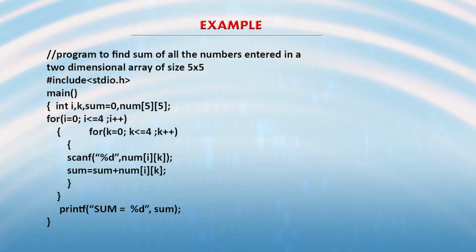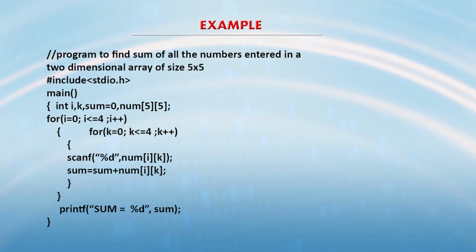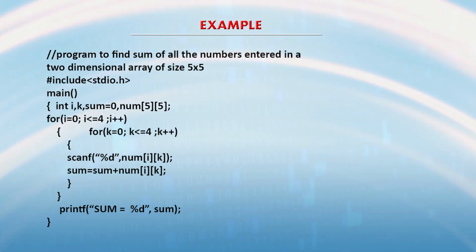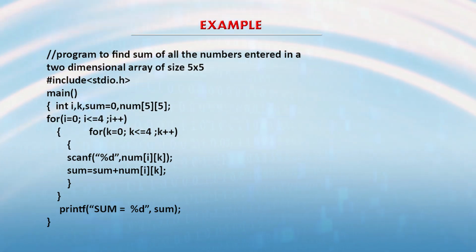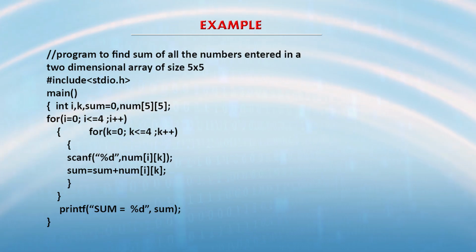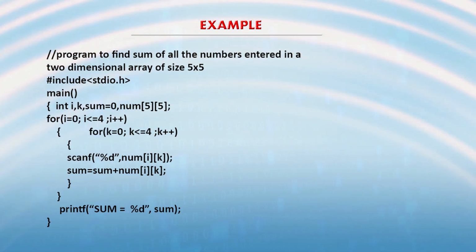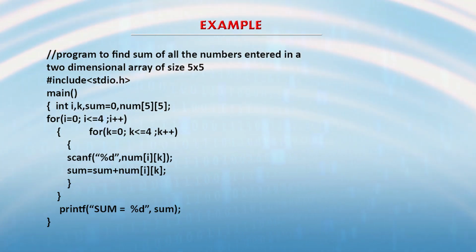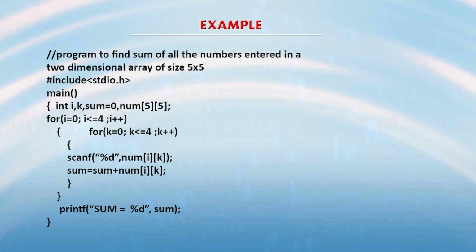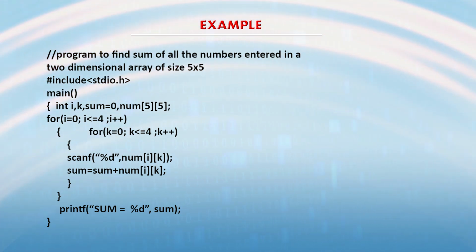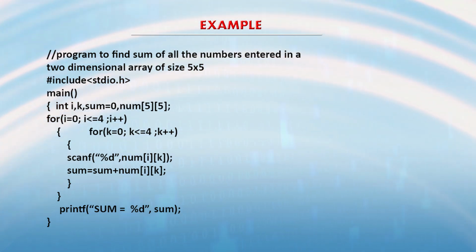Then 0 1, 0 2, 0 3, 0 4, and subsequently those values are added to the sum. And when the value of k is completed, it will go out of this loop. That is, the loop of k will be finished and the loop of i will come into action again, and the next row, that is i is equal to 1, will come into the picture.